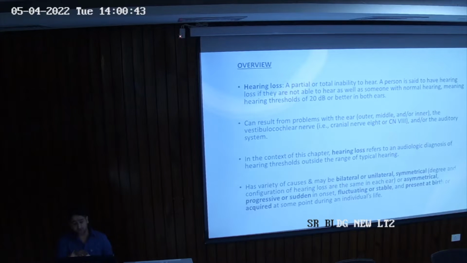It can result from problems within the ear, like the outer, middle and inner ear, the vestibulocochlear nerve, as in case of cranial nerve number 8, or the auditory system, a problem anywhere in this system. In the context of this chapter, hearing loss refers to an audiological diagnosis of a hearing threshold outside the range of typical hearing. So we'll be focusing on the audiological diagnosis.